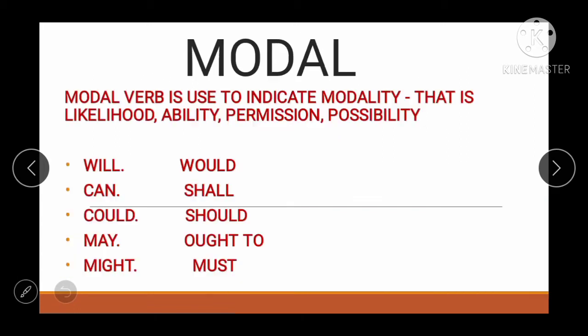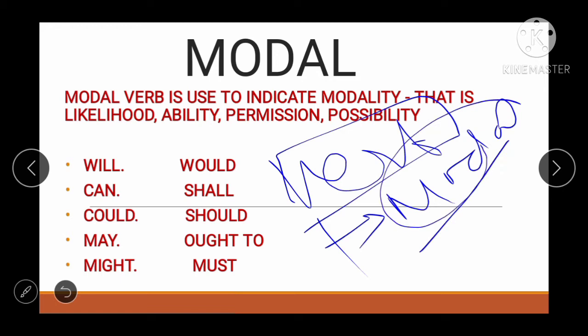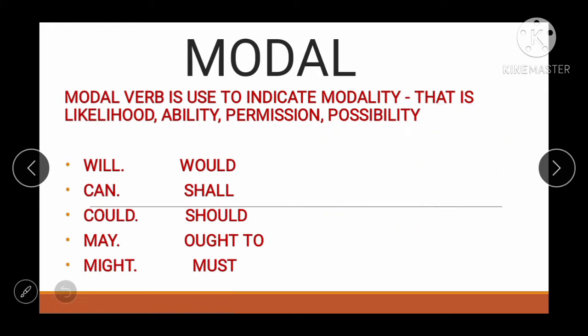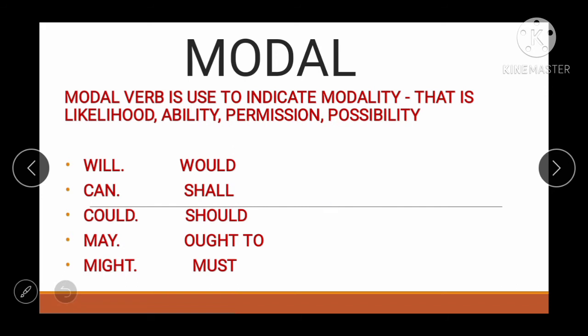So here we go. See friend, what are modals? I told you in my previous classes of verbs that there are types of verb in which there was modal verb. It is related to auxiliary verbs. Now let's understand it. Modal verb is used to indicate modality. So the question that arises is, what is modality? That is likelihood, ability, permission, possibility. So friend, we use modal verbs where we have to show likelihood, ability, permission, possibility, etcetera.